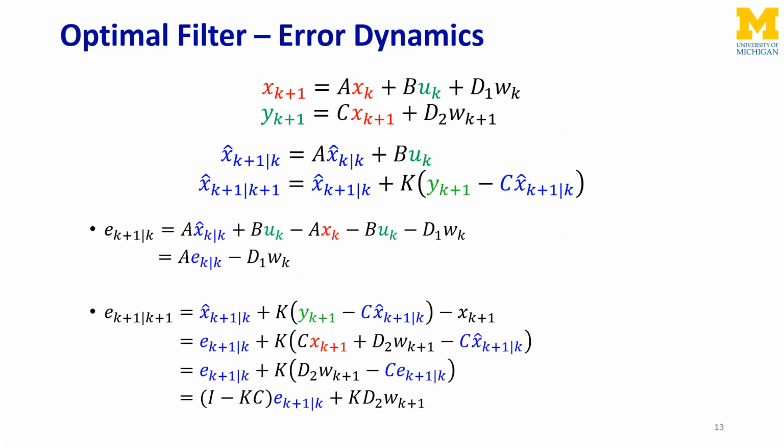Okay, so fortunately, I reached the correct expressions. The right expressions are given here, formatted much more nicely. So this is the prior error dynamics, and this is the posterior error dynamics.